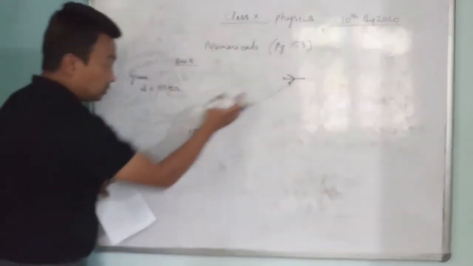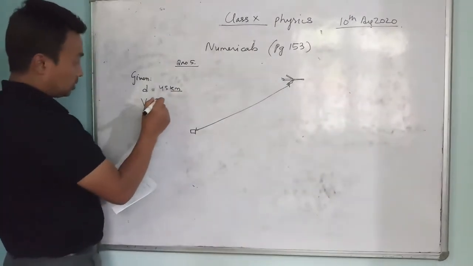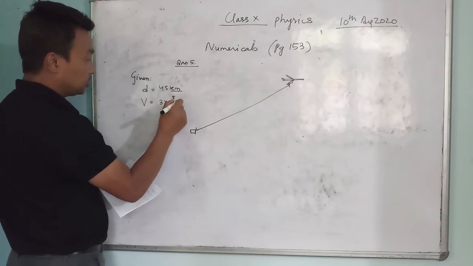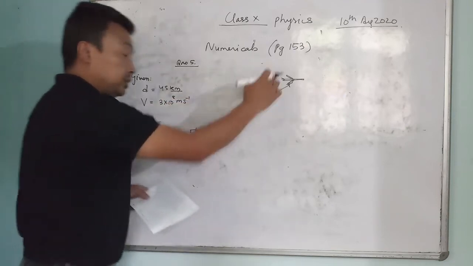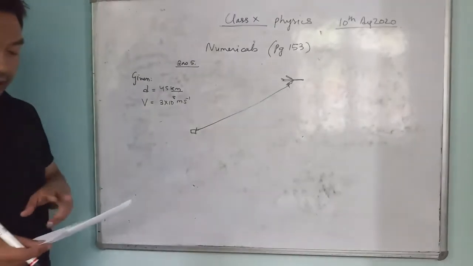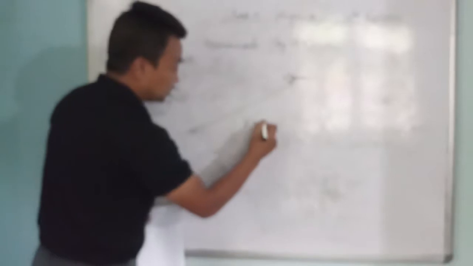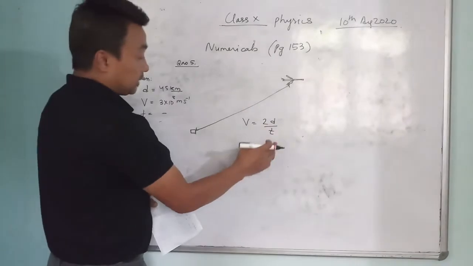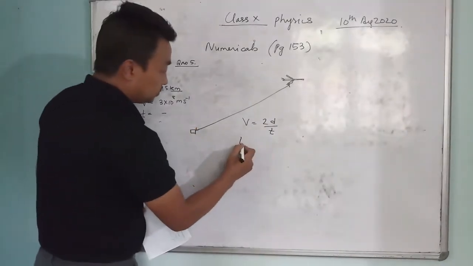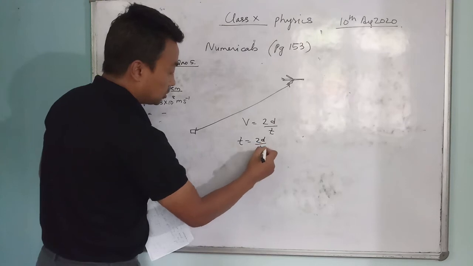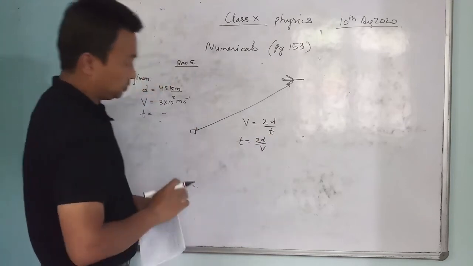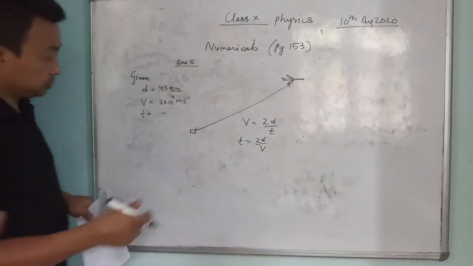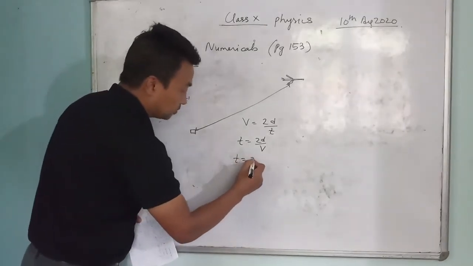Then this radar is going at a speed of 3 into 10 to the power 8 meter per second. That means it is traveling at the speed of light. Now, after how much time is the signal received back? So you have to calculate the time. Now we have already learned that the formula is V equals 2D by T. Now, after doing the cross product, since we have to find the time, V will go down, time will come up. Now you substitute and calculate the value of time.